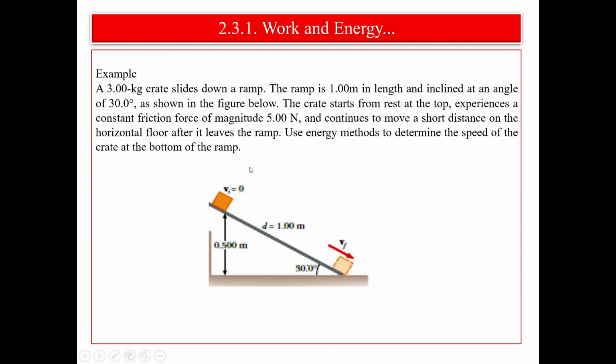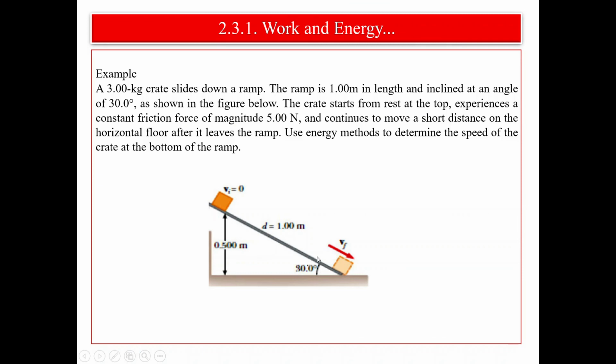Okay, so now we have an example. In this example, a 3 kilogram crate slides down a ramp, from initial velocity 0. The length of the ramp is 1 meter, and this is V final. We need to get the final velocity. The ramp is 1 meter in length and inclined at an angle of 30 degrees, as shown in the figure below. The crate starts from rest at the top and experiences a constant frictional force of magnitude 5 Newton.